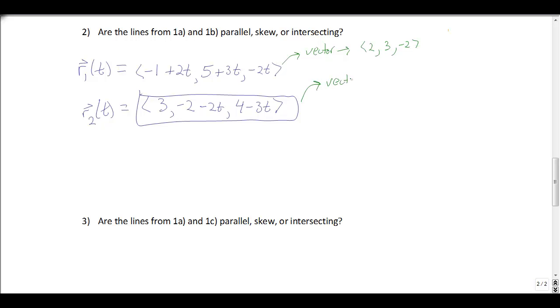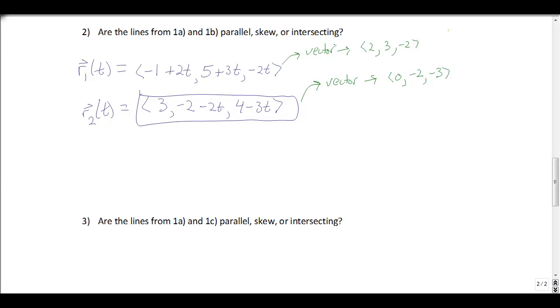The second one has a vector, well, there's no t there, so that's a 0. And then I get a negative 2, and then I get a negative 3. Now if you look at these two vectors, you'll notice they're not scalar multiples of each other. If they were, for instance, I'd have to take 2 times something to give me 0. That'd have to be 2 times 0, but then 3 times 0 doesn't give me negative 2, it would give me 0 again. So I can't take 2, 3, negative 2, multiply that by some scalar, and get this vector back. That means the vectors are not parallel, which means the lines will not be parallel. So we're talking about skew or intersecting.